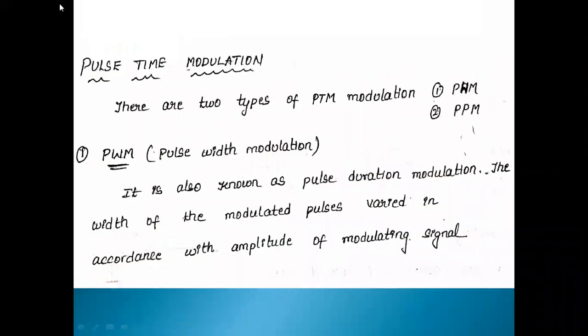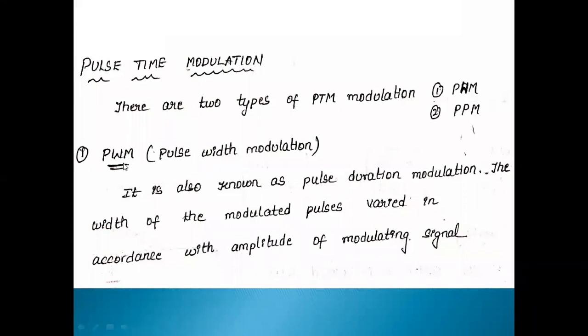Now, there is pulse time modulation, whereas you saw PAM, pulse amplitude modulation. There are other different modulation systems. In pulse time modulation, there are two types of schemes: one is pulse width modulation, and the other is pulse position modulation.